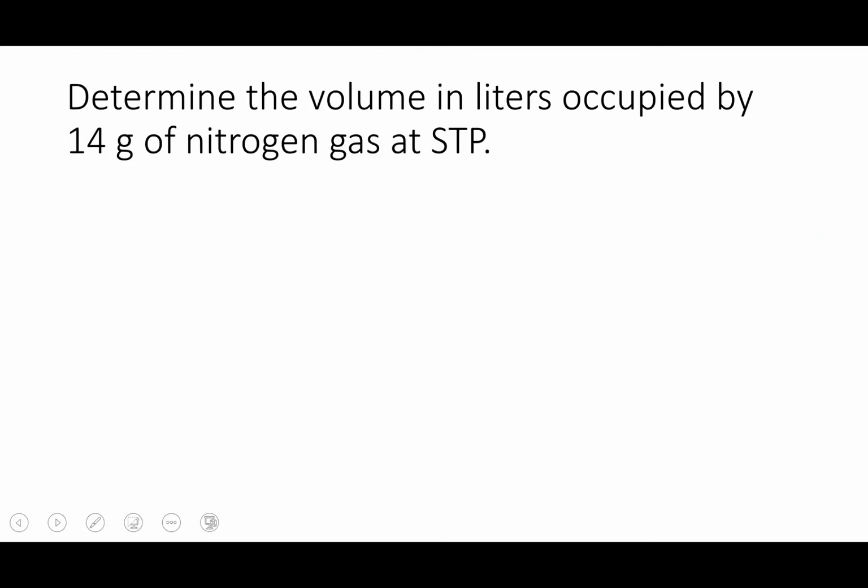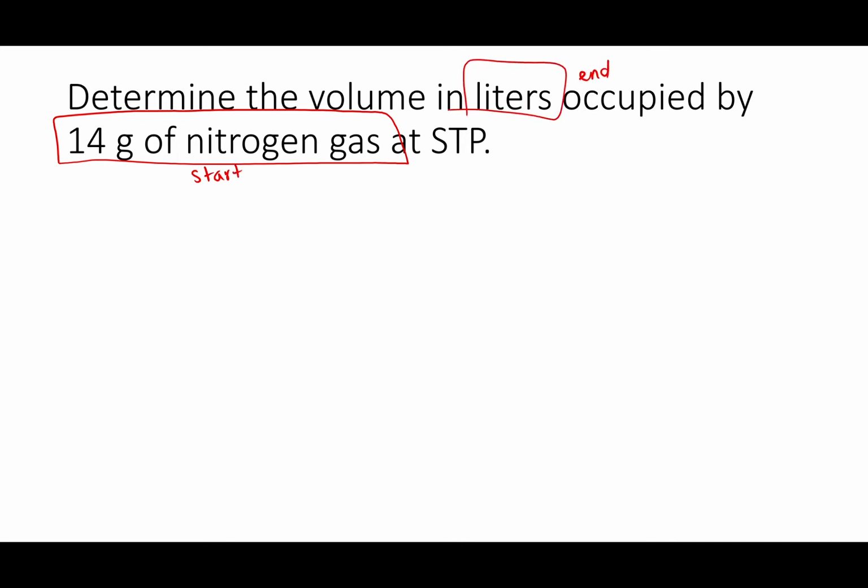All right, let's try one more all together. Determine the volume in liters occupied by 14 grams of nitrogen gas at STP. So I underline where I'm starting. Okay, I'm going to convert to liters at the end. And so I can see that on my mole island this time, these are the sections I'm looking at. So I need 1 mole equals 22.4. I need 1 mole equals the molar mass.